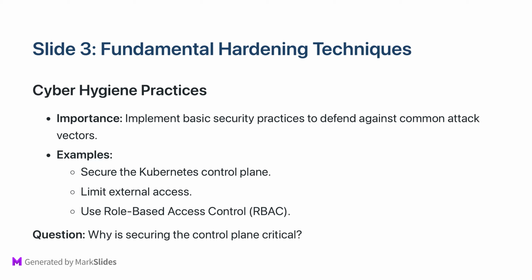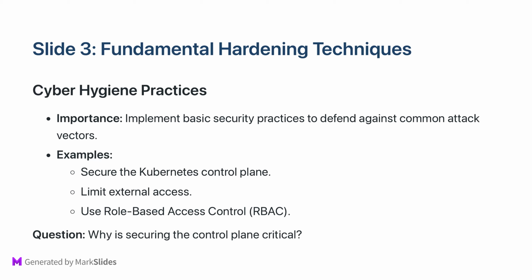2. Limit external access. Reducing the exposure of your system to outside networks minimizes potential entry points for attackers. Utilize firewalls, VPNs, and network policies to control access and ensure that only trusted traffic can reach your resources. 3. Use role-based access control, RBAC. Implementing RBAC helps to enforce the principle of least privilege. By granting the minimum permissions necessary to users and applications for their roles, we reduce the risk of a malicious or compromised entity gaining elevated privileges.